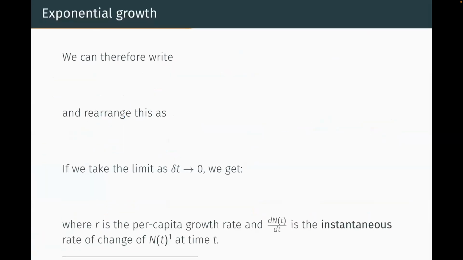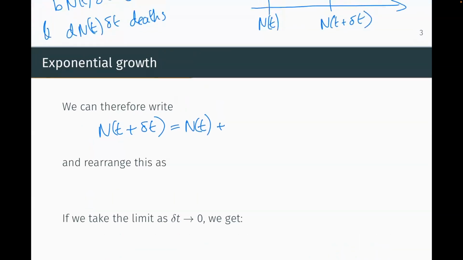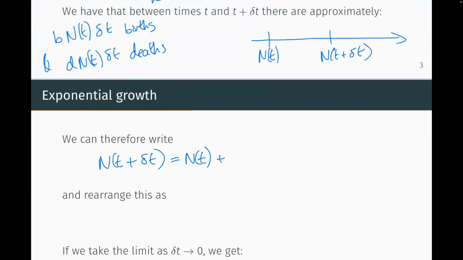So what is our population going to be at N(t plus delta t)? That's going to be N at time t, so the current population size, plus what? What should I write next? So N times delta t times what? Not sure. It's okay.